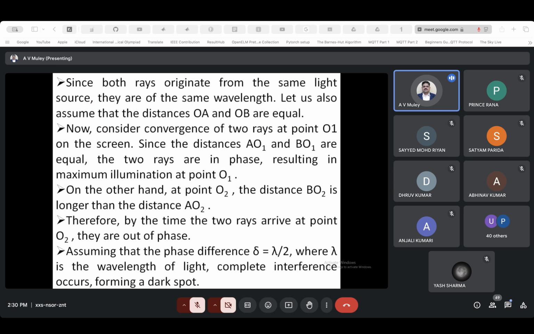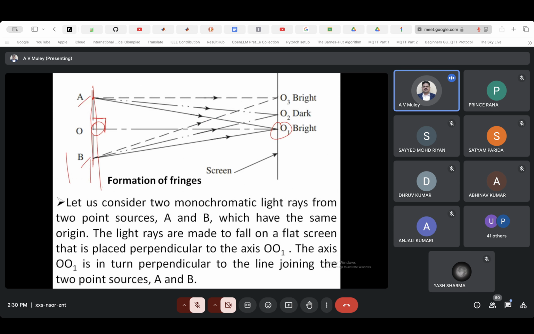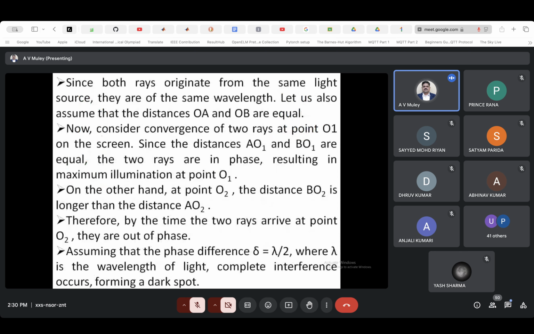अब होगा क्या? Since both the rays originate from the same light source, they are of the same wavelength. Let us also assume that the distance OA and OB are equal. तो ये distance जो है, ये distance OA भी ये भी same है, ठीक है? Now consider the convergence of two rays at a point O1.